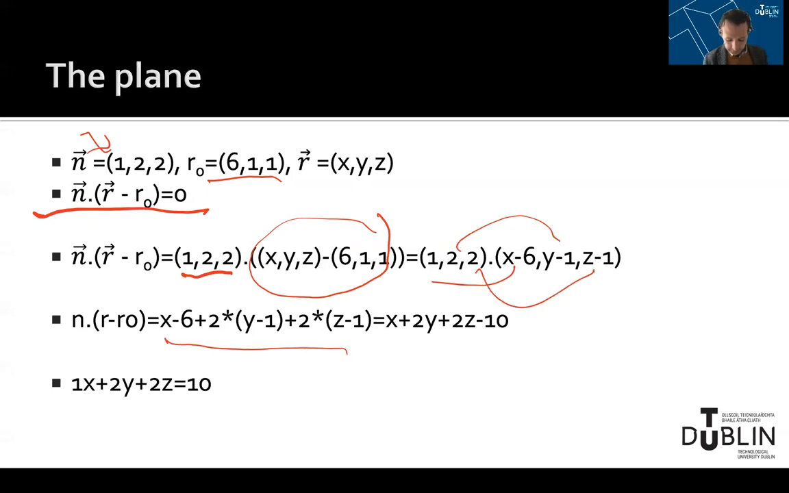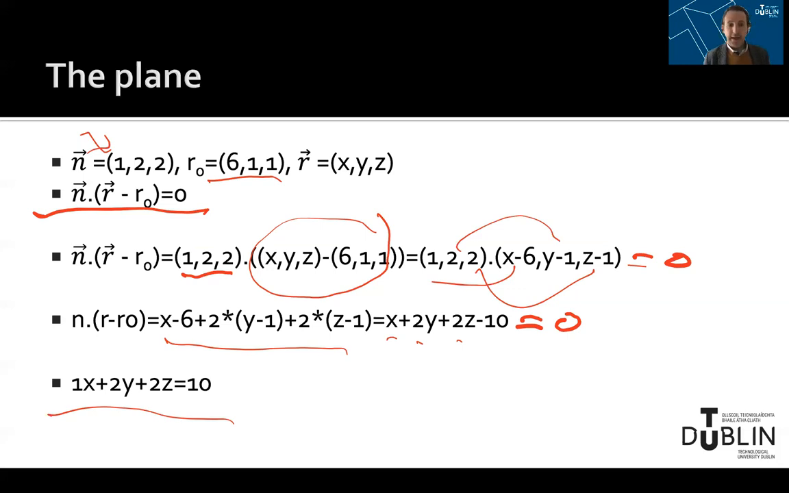And so what you end up with is, and it's so important, this is equal to 0. And that's by definition. So what you have here is x plus 2y plus 2z minus 10. And that can just be rearranged as 1x plus 2y plus 2z equals 10. Note, here the coefficients of x, y, and z are just the normal vector. So if I gave you the formula for a plane, you could find out what the normal is. It's just 1, 2, 2.